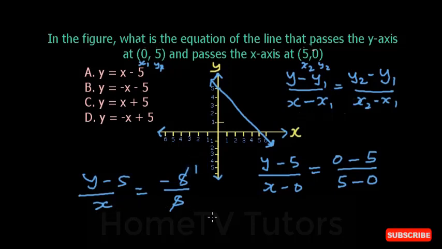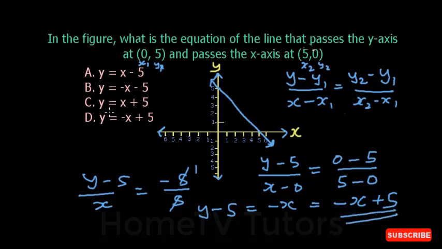So we cross multiply, so we have y minus 5 equals minus x. If we take the minus 5 to the right hand side, we now have y equals minus x plus 5, and that goes with option D. So the right option is D.